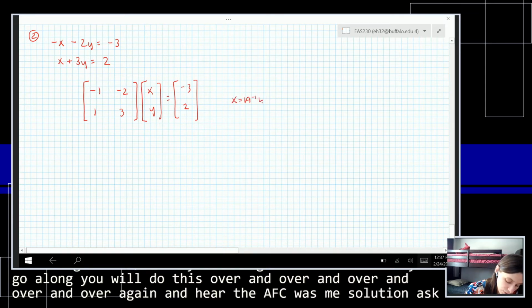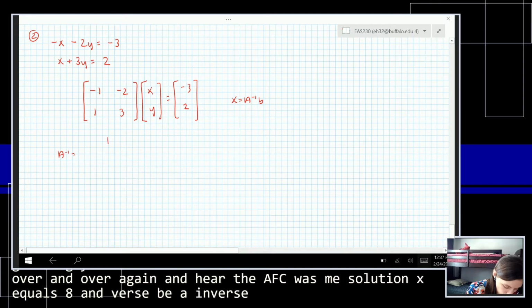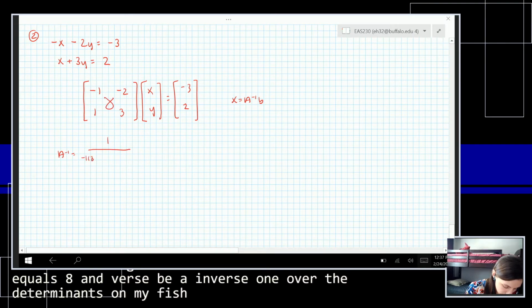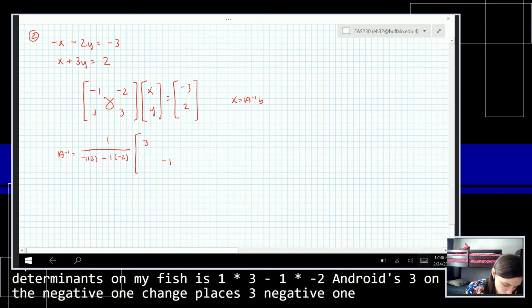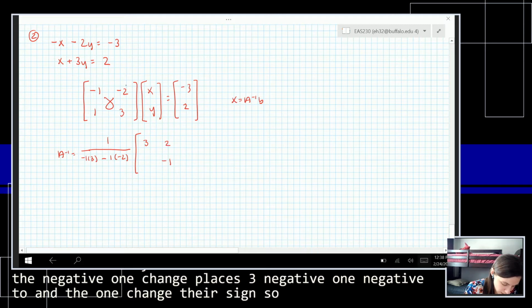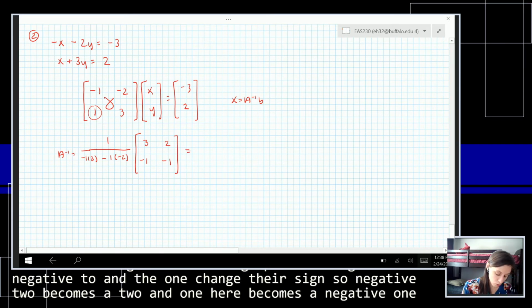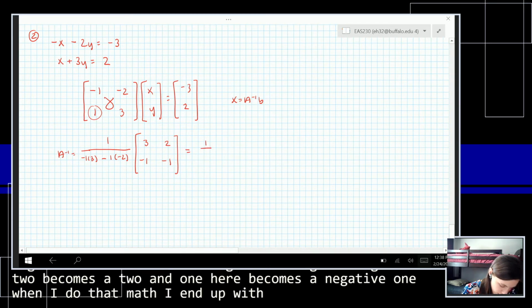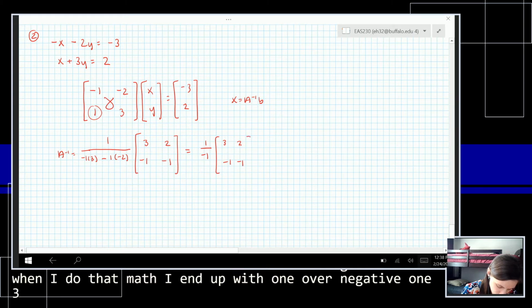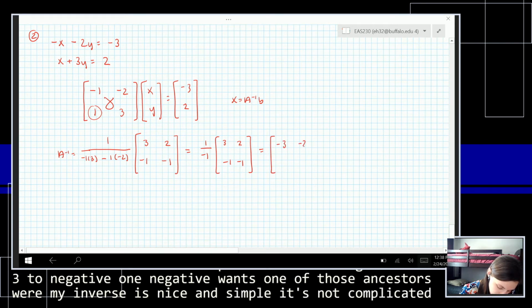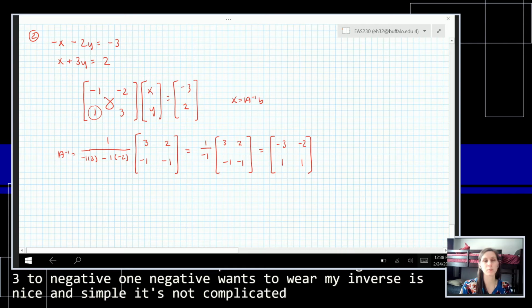Solution, X equals A inverse B. A inverse, 1 over the determinant. Draw my fish. Negative 1 times 3 minus 1 times negative 2. Adjoint. 3 and the negative 1 change places. 3, negative 1. Negative 2 and the 1 change their sign. So negative 2 becomes a 2, and 1 here becomes a negative 1. When I do that math, I end up with 1 over negative 1, 3, 2, negative 1, negative 1. So here's one of those instances where my inverse is nice and simple. It's not complicated, because my determinant is negative 1.